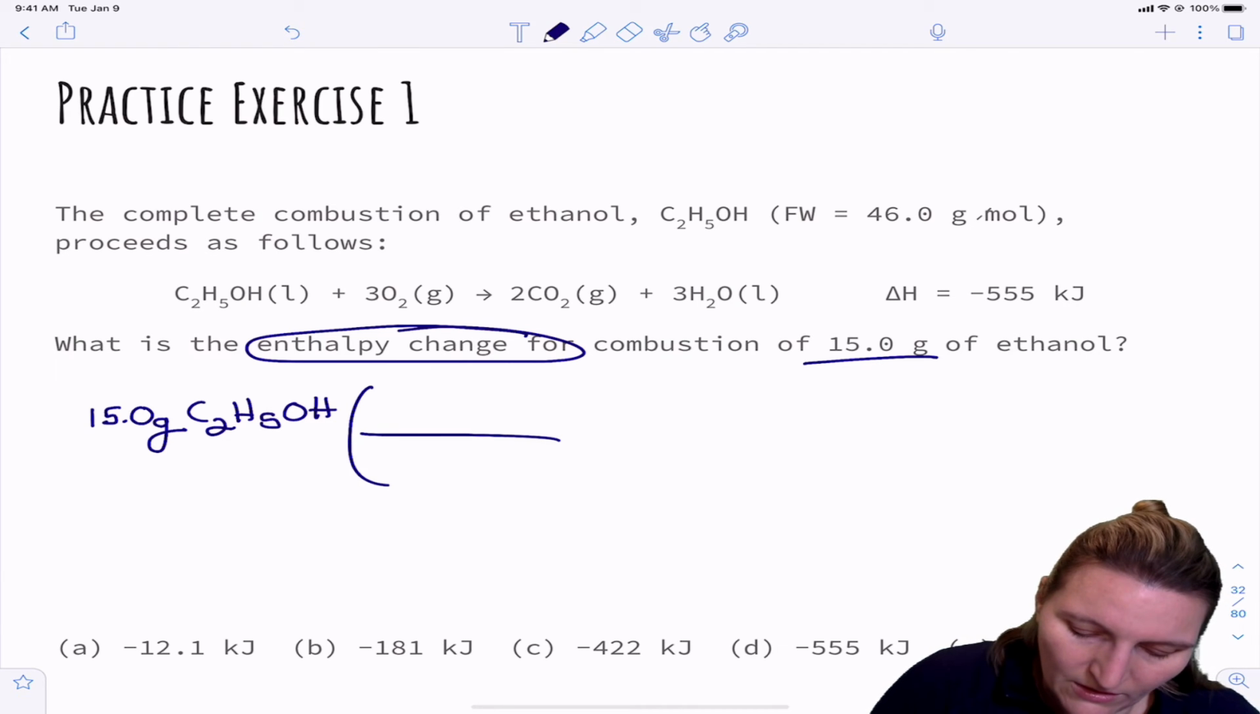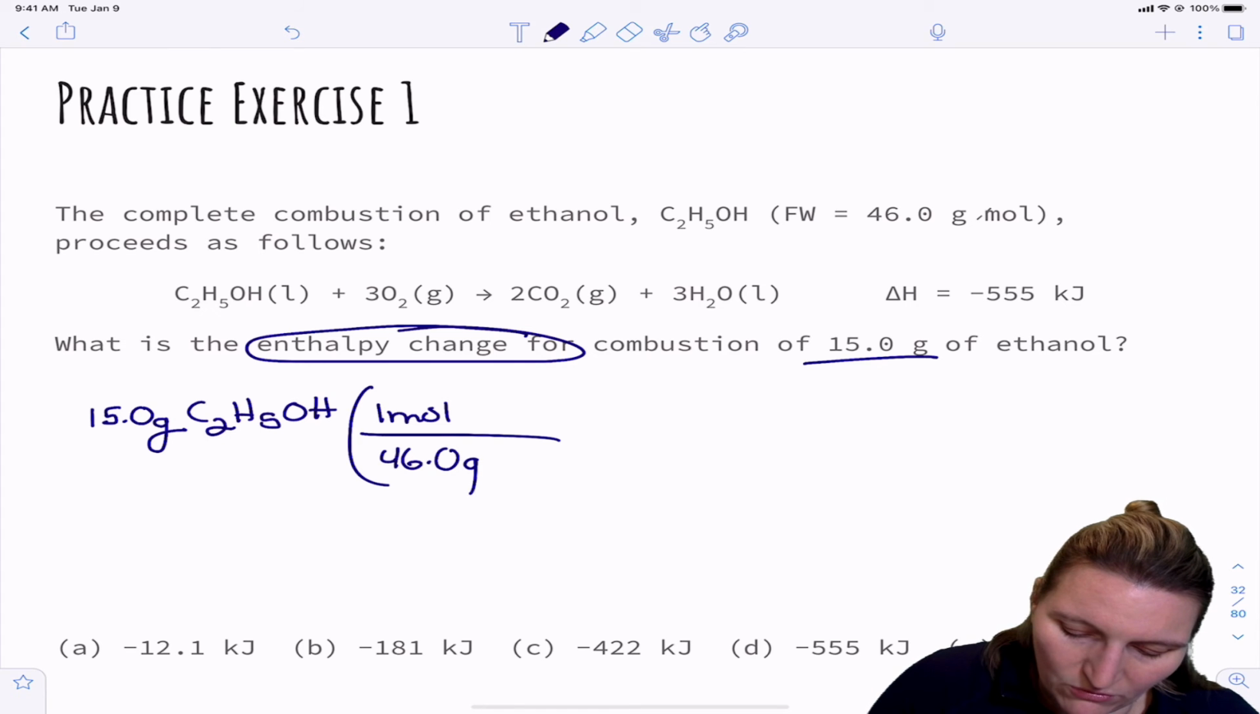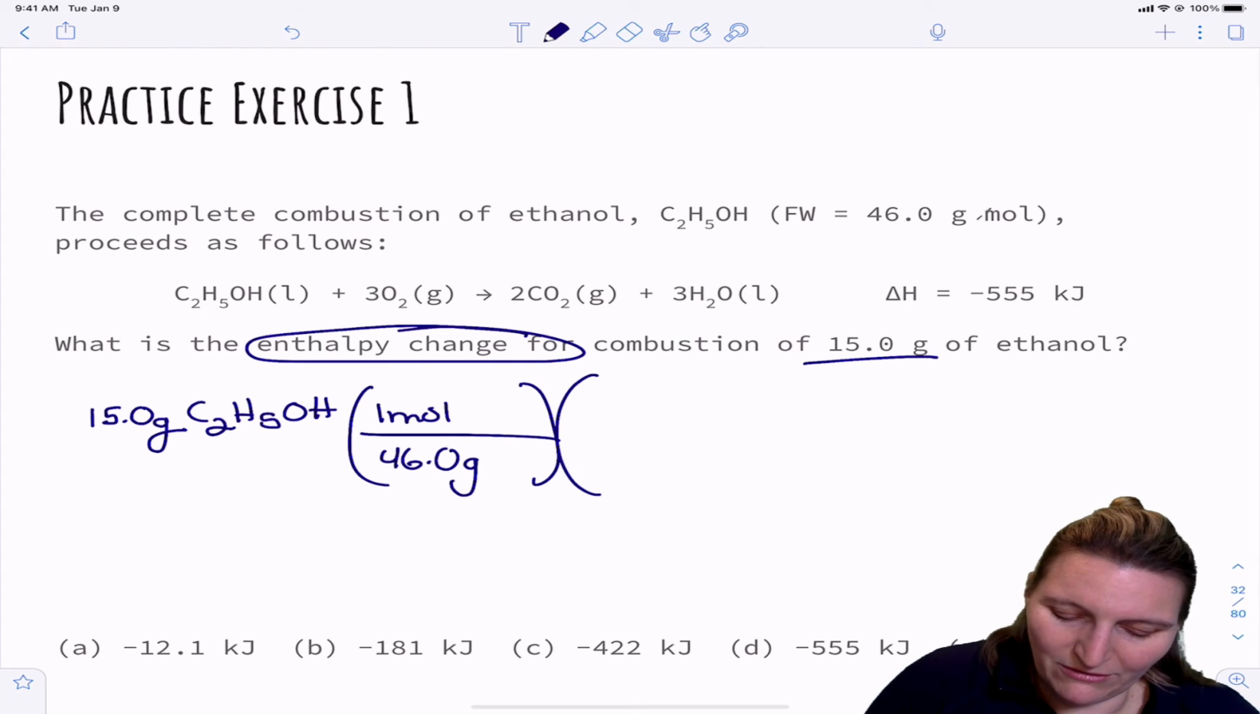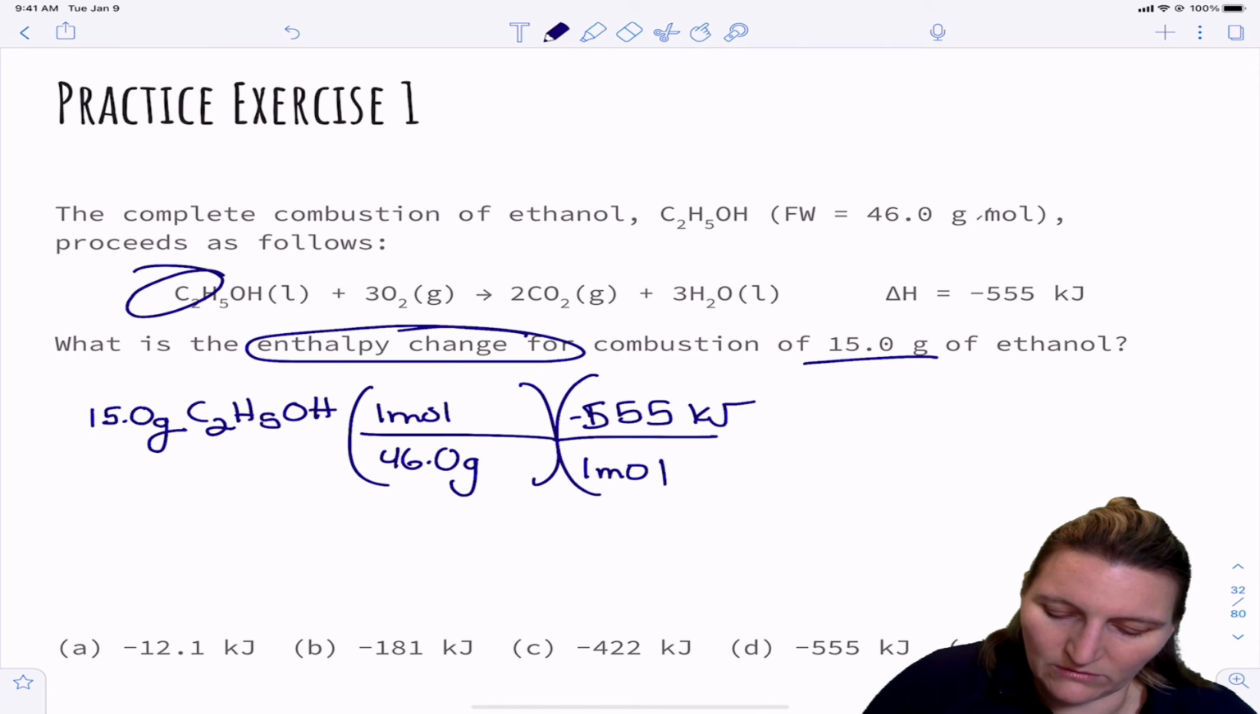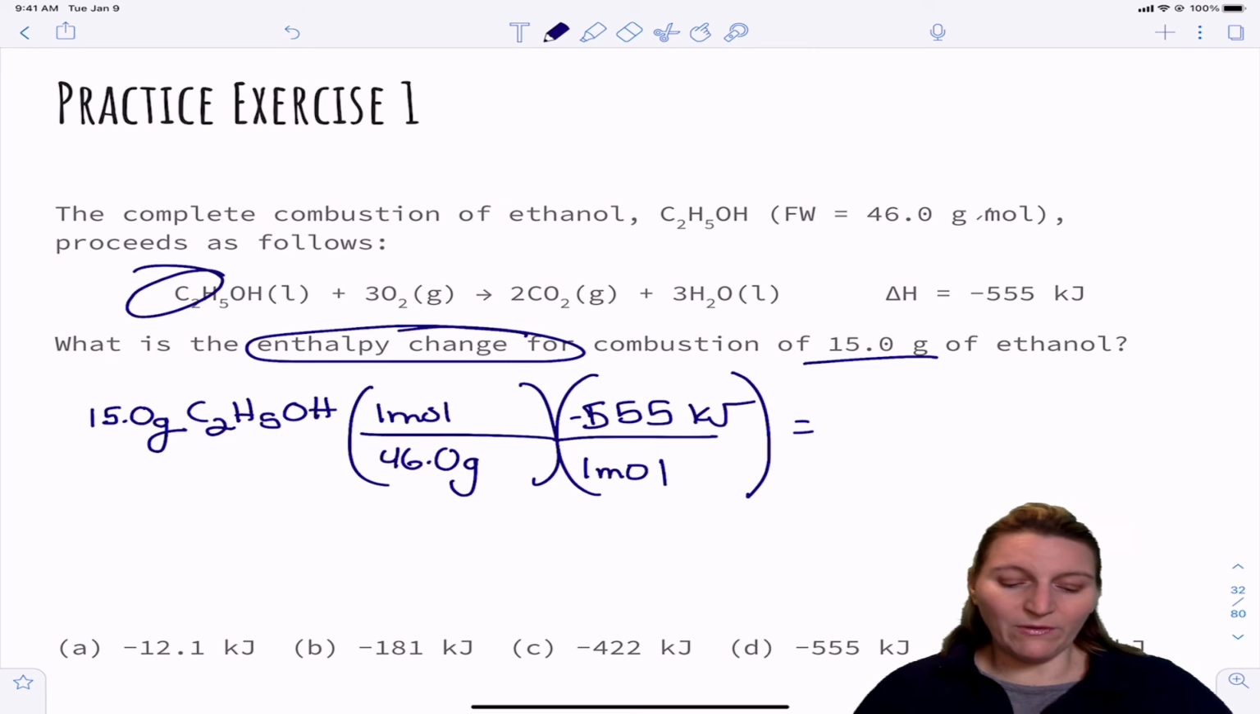C2H5OH. 1 mole of ethanol is 46.0 grams, right? They tell you that in the problem. And then according to the balanced chemical equation, 1 mole will have an enthalpy change of negative 555 kilojoules. So now I need to do that out.